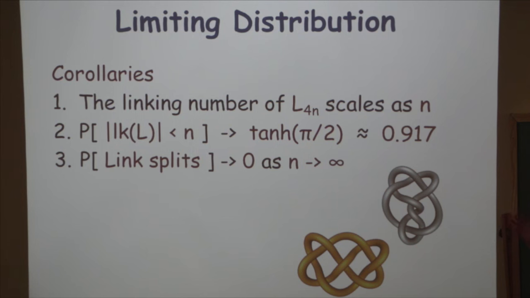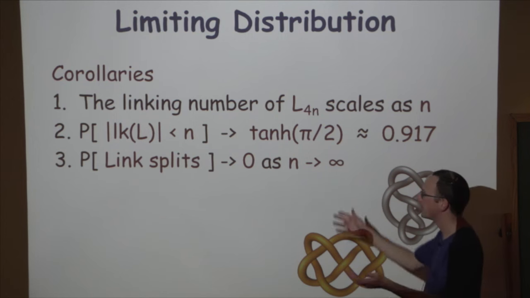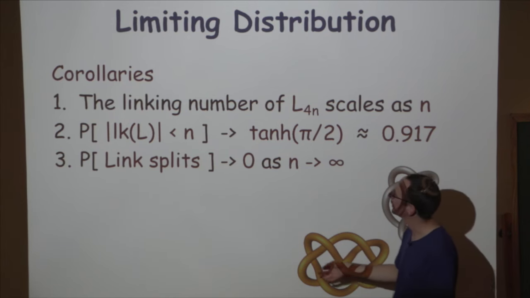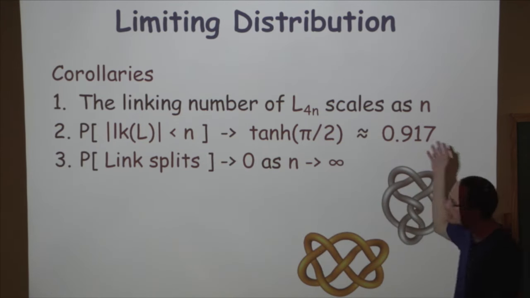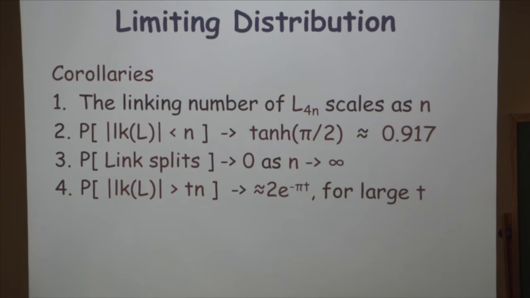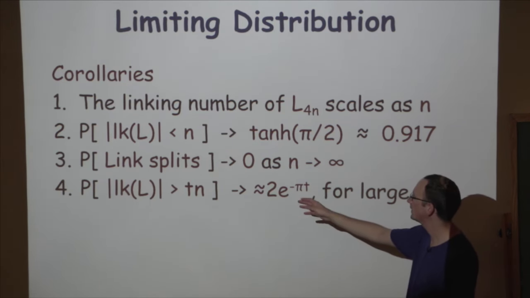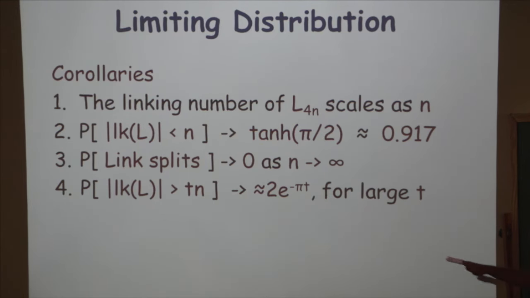But at least, this is the first thing to check if you have a random model, that you don't get almost surely a trivial thing. So we excluded that option. The probability of every particular link is going to zero. At least we have that. We can also compute the probability to get a linking number no more than n, etc. And another thing that we can learn from this weak limit is that the probability to get a linking number of at least t times n decays exponentially. So large linking numbers like n squared are rare. This is not the typical case for random links.